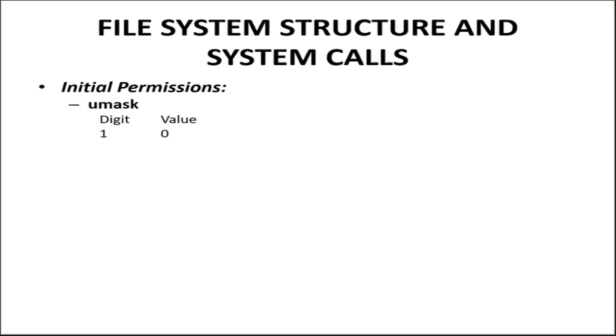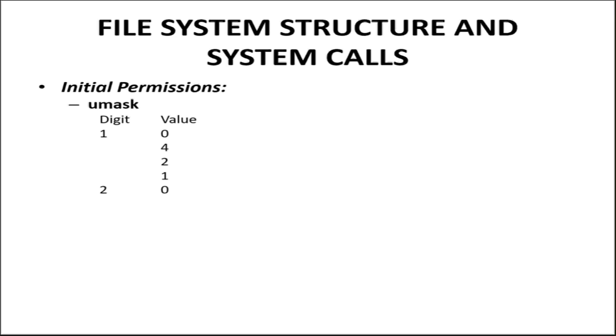The first digit represents the user, that is if the digit value is 0, no user permissions are to be disallowed. If the value is 4, user read permission is disallowed. If the value is 2, then user write permission is disallowed. If the value is 1, then user execute permission is disallowed if it is the first digit.